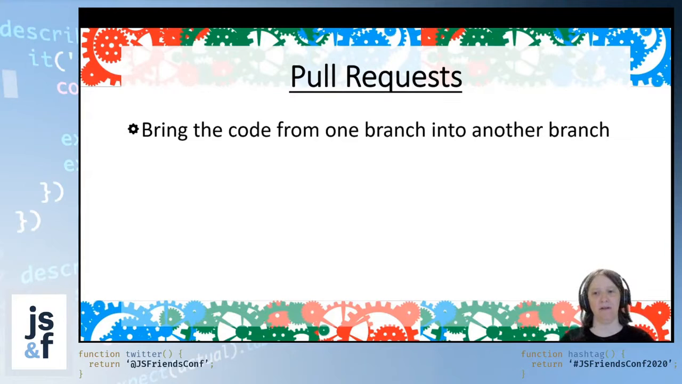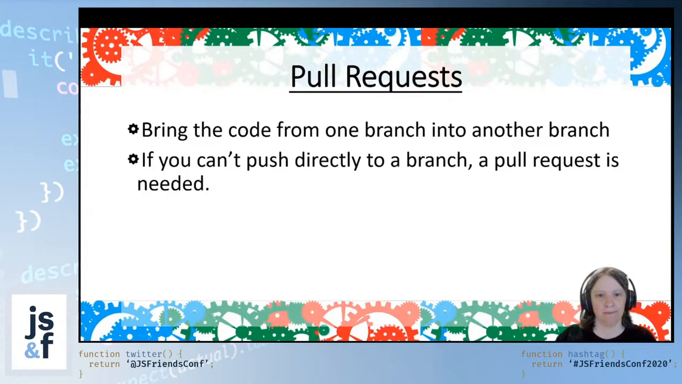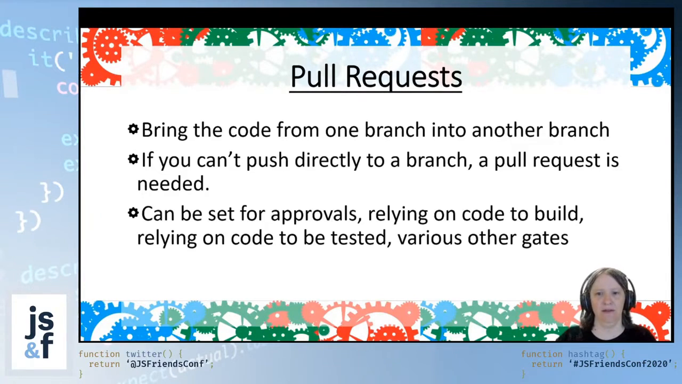This happens when, for example, you don't have permission to write to production directly, but you have code that really needs to go to production, you do a pull request. If you can't push directly to the branch, again, this is where this is really needed. In Azure DevOps, you can set these for approvals. You can set this to rely on builds. You can set this to rely on passing tests or various other gates.